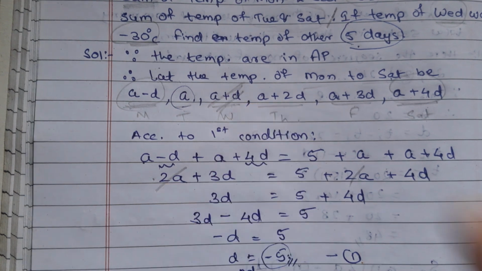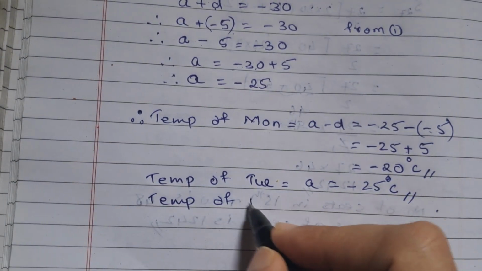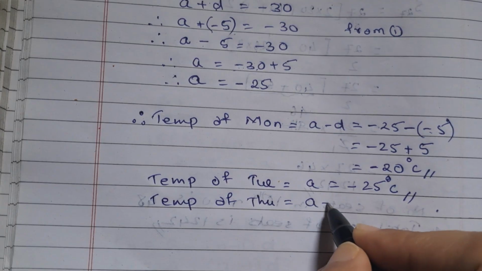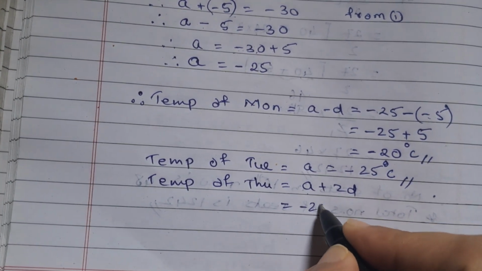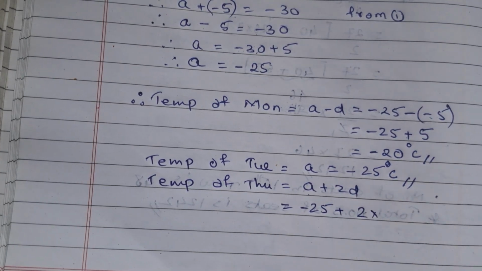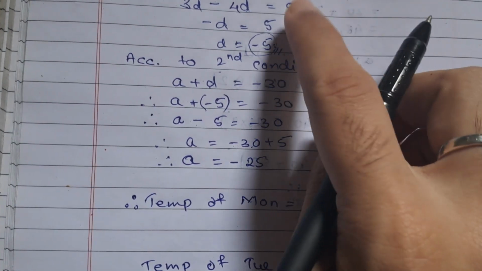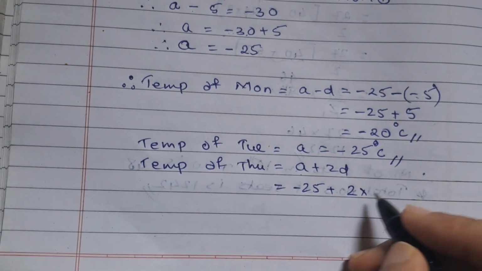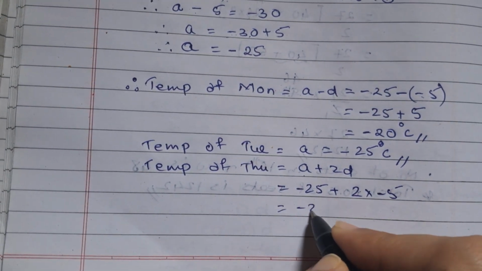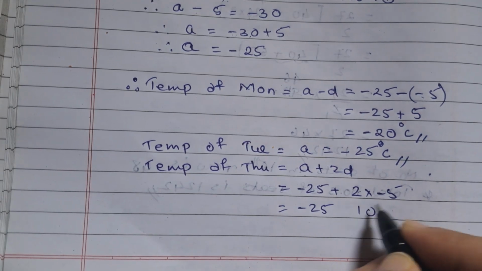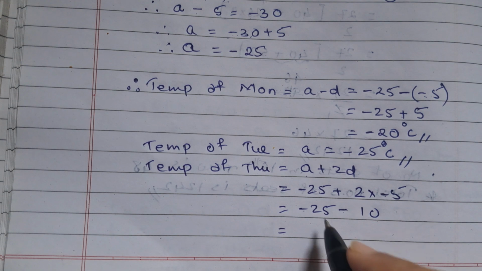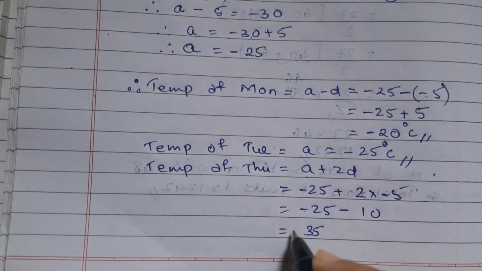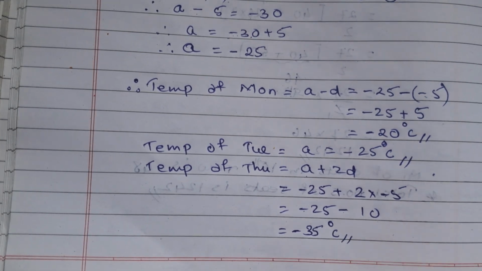Thursday means what? A plus 2D. I will put it over here. Temperature of Thursday is A plus 2D. A means minus 25 plus 2 times D. D means what? D means minus 5. So it is minus 25. When I multiply, 5 2s are 10. This minus will make this plus minus. So I am left with minus minus plus. When I add them, I will get 35 with the bigger number sign, that is minus 35. And since it is temperature, degrees Celsius.